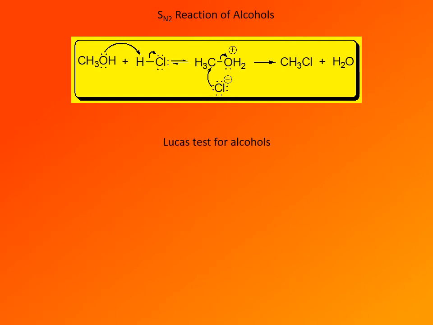Now, Lucas test for alcohols is a test that works both with alcohols that react through SN1 and those that react through SN2 reaction mechanism. It's actually a test that we won't do anymore. It's an obsolete test, but it has high educational value, and so we expect undergraduate students to know it.